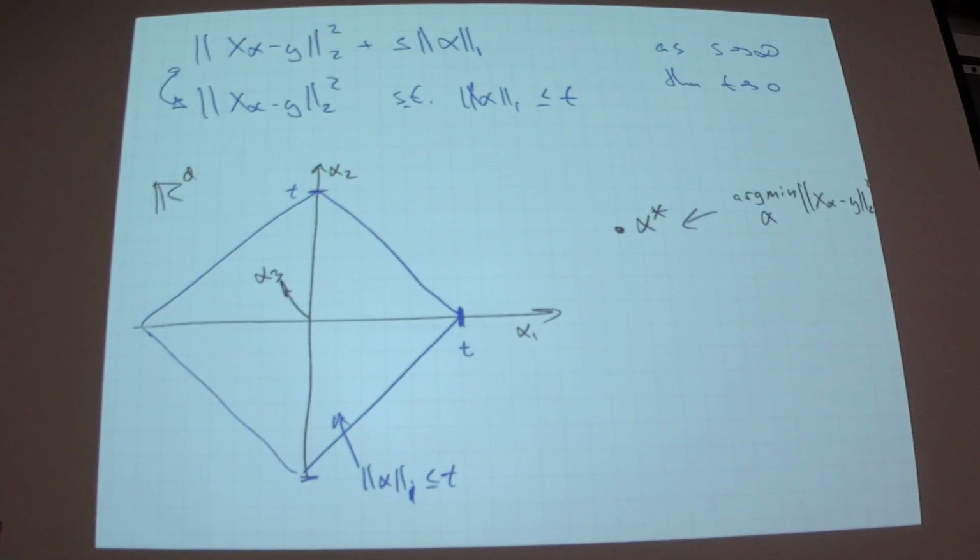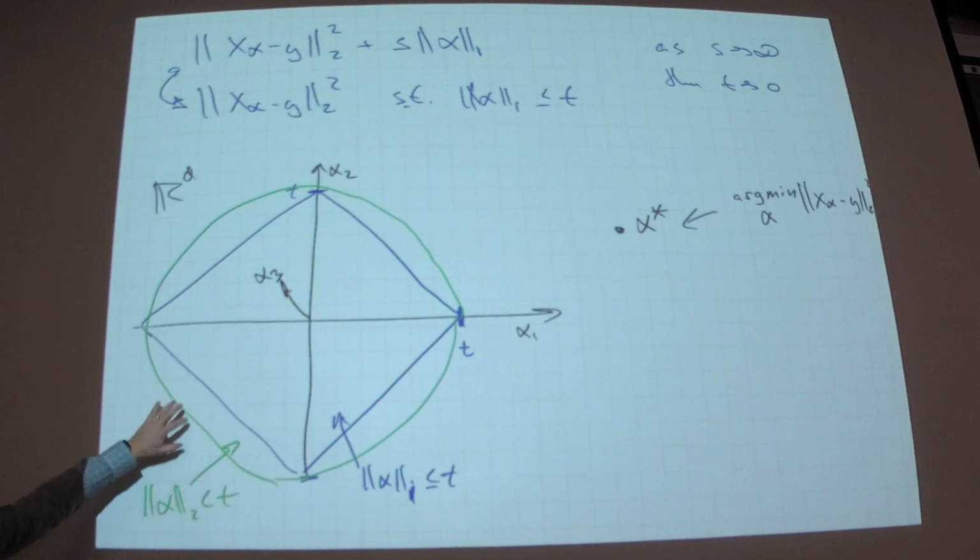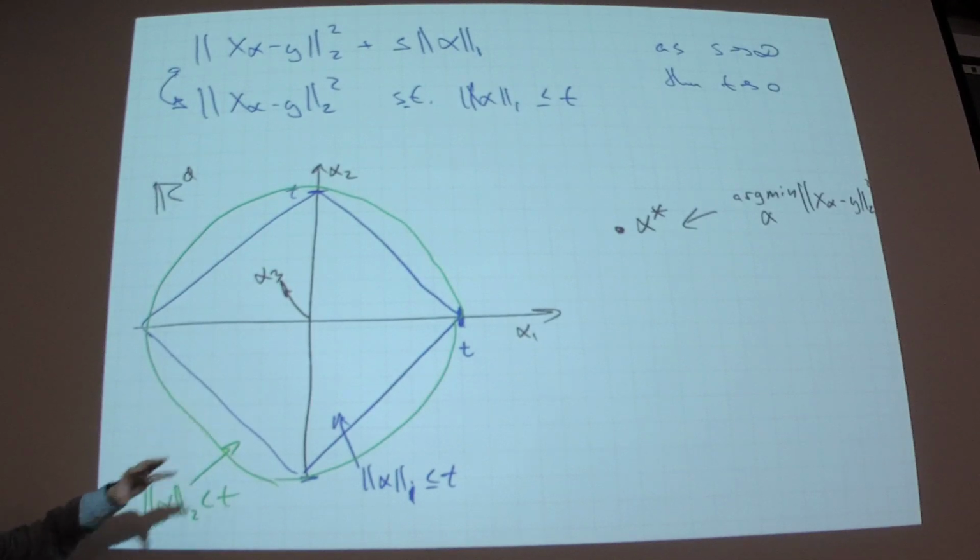Okay. In contrast, I want to draw another shape here, which is, right, so this is going to be the L2 norm of alpha less than or equal to t. Right, so I can put a similar sort of constraint on ridge regression, and that gives me this L2 ball. Right, this is the rounder sort of shape here.